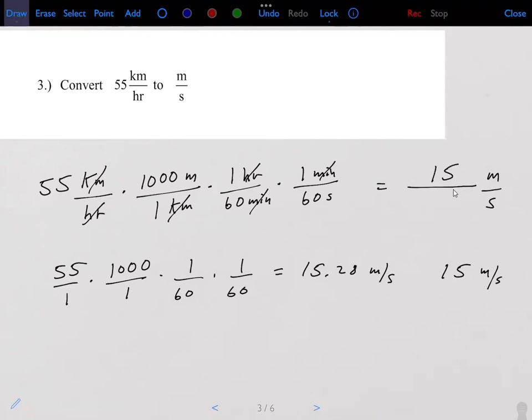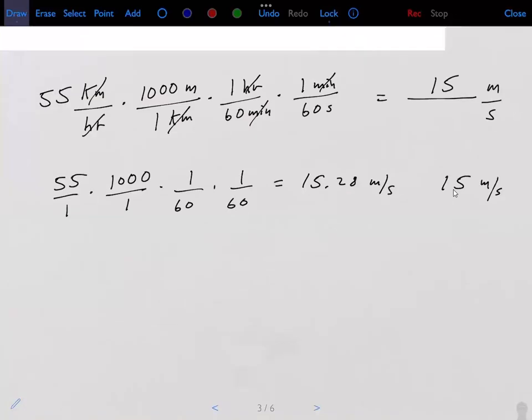Okay. The other way you could have done this, let's say you knew the conversion directly between meters per second and kilometers per hour. So if you knew that 1 meter per second was equal to 3.60 kilometers per hour, then we could do this in one step, right?